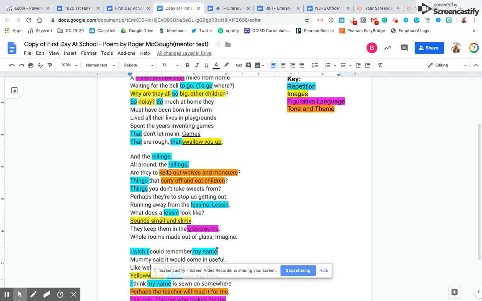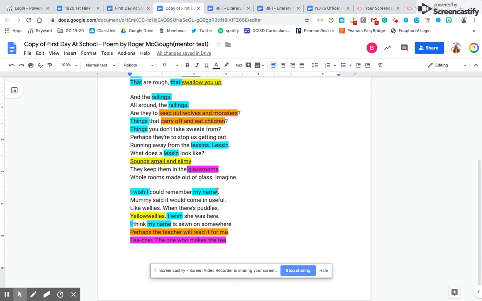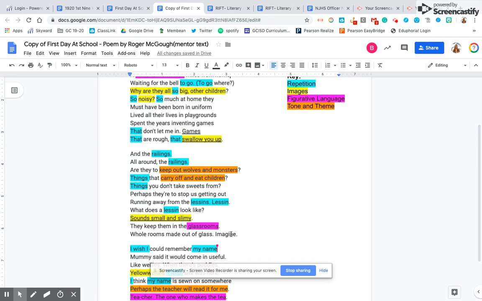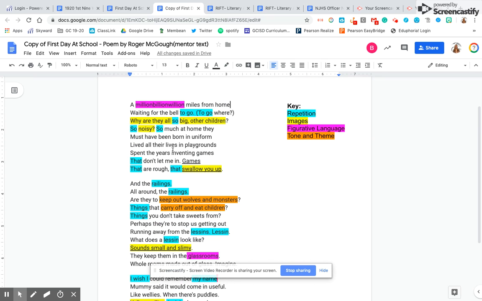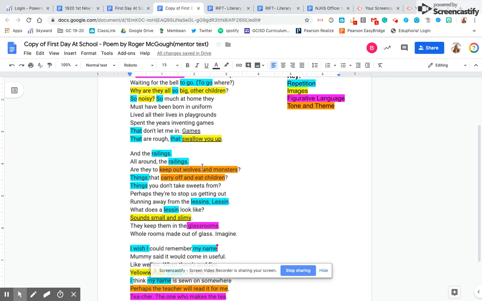He's talking about keeping out wolves and monsters that carry off and eat children. Perhaps the teacher will read it for me. It does get a little lighter in the last stanza. Maybe he's a little hopeful. So the first two stanzas are really about these big, noisy kids, games that swallow you up, the railings that keep out wolves and monsters.